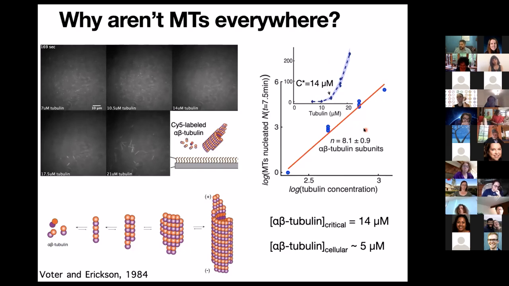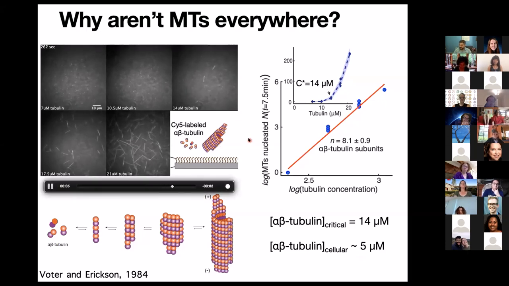And this 14 micromolar value, the value at which microtubules start to polymerize, is substantially larger than the cellular concentration of tubulin. This has a squiggly line. There are different sorts of estimates, but none of them are as high as 14 micromolar. So you have a lot of tubulin available, but it's at too low a concentration to kinetically form the nucleus and then form microtubules.